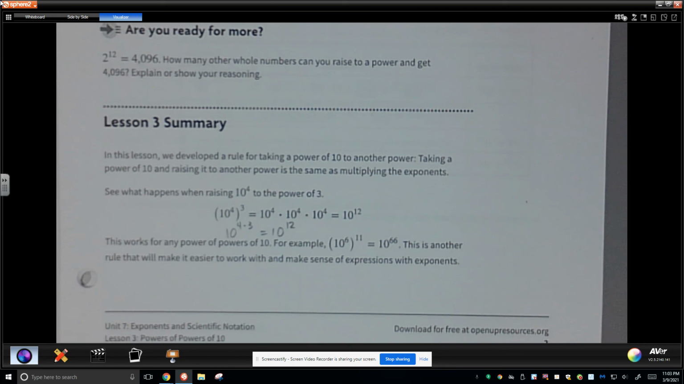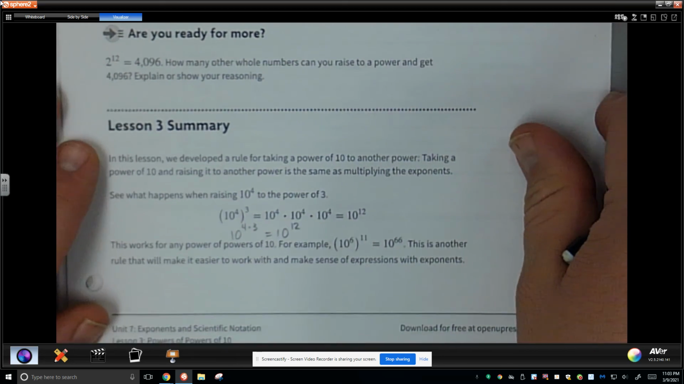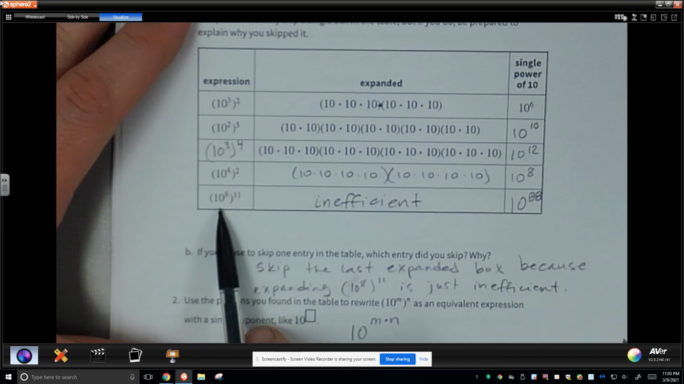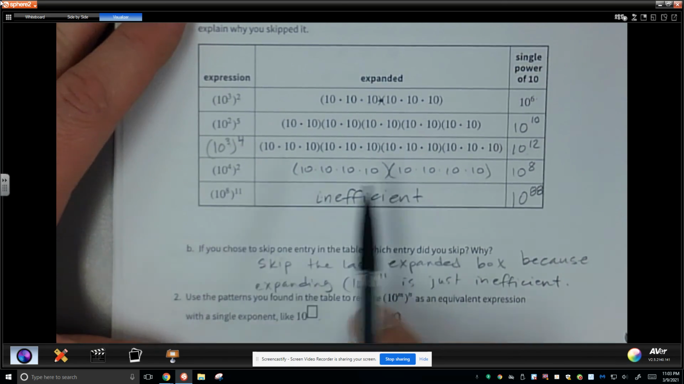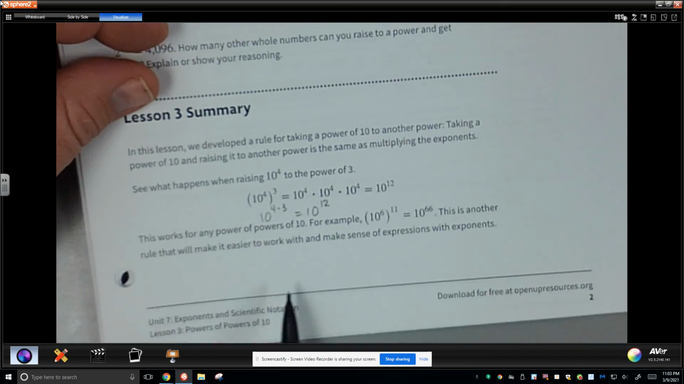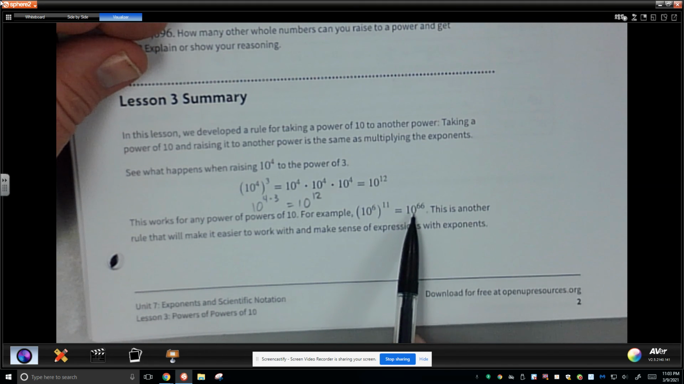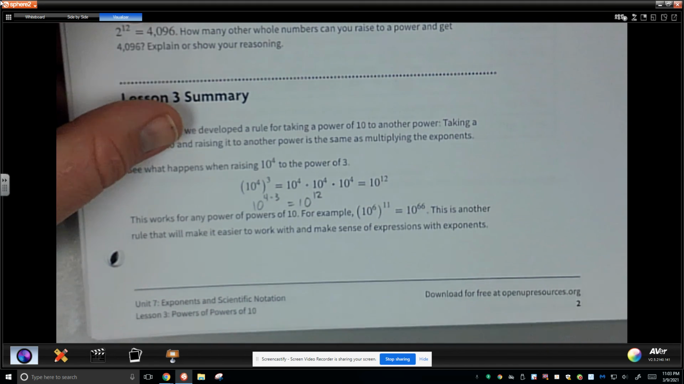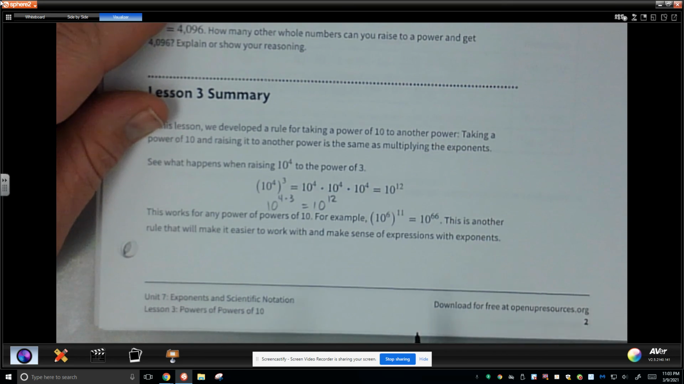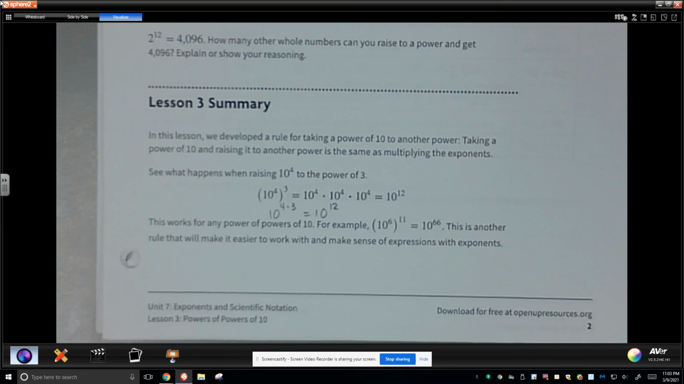This is another rule that really makes it simpler to work with the exponents and helps us with our efficiency. So don't forget that writing out something that's really big like this one, or even like this lesson summary, you might enjoy writing out a number with 66 place values after the 1, but I certainly don't. So remember about efficiency, and use these skills and strategies to help you with the homework.